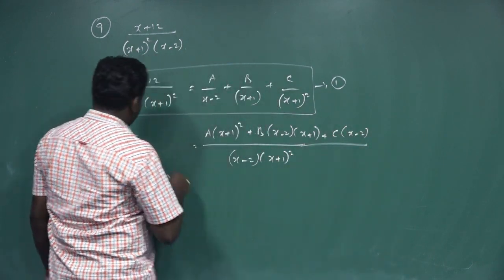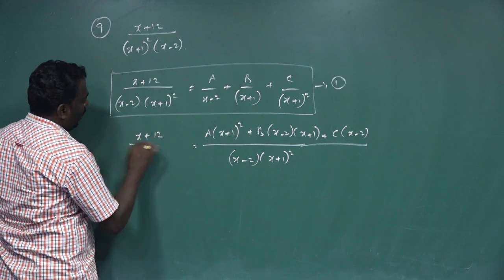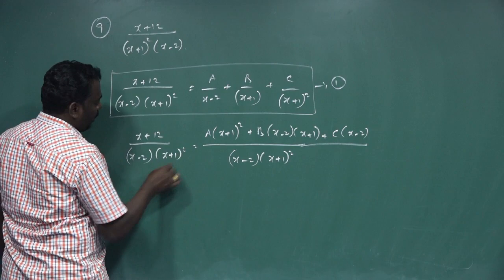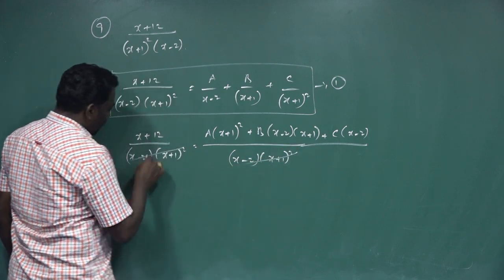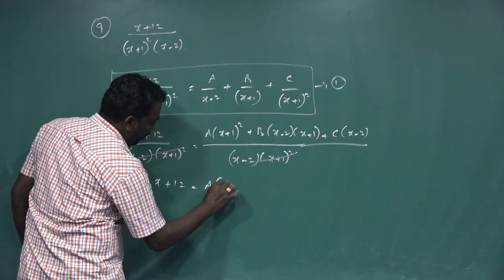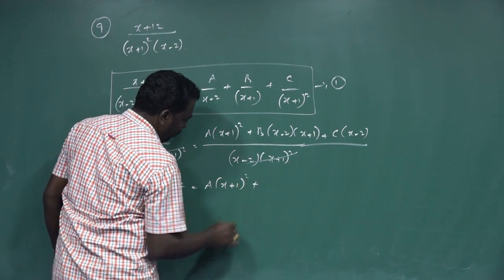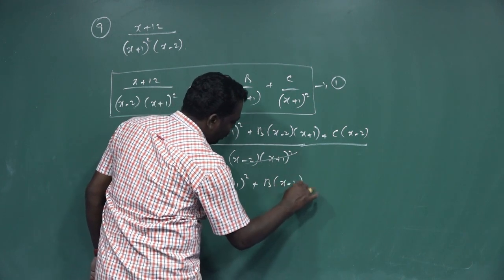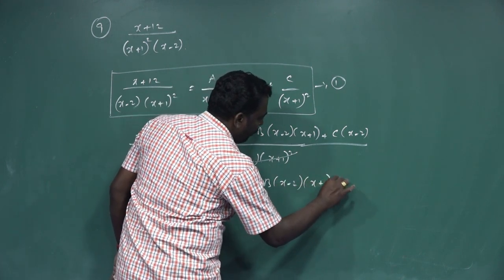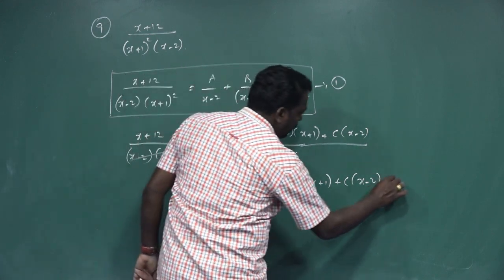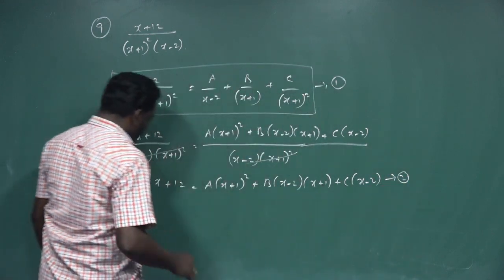Now on the left hand side, x plus 12 by x minus 2 into x plus 1 whole square, both denominators are cancelled. Therefore the left hand side is x plus 12, that is equal to a into x plus 1 whole square plus b into x minus 2 into x plus 1 plus c into x minus 2, and this equation we simply call equal to 2.